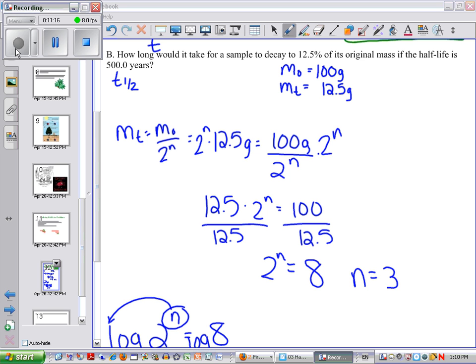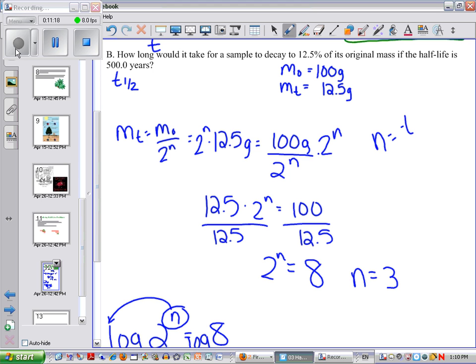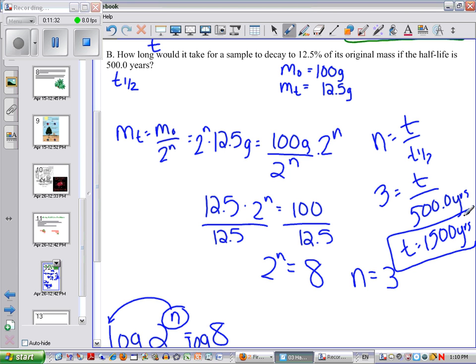Know that n equals 3, so we're going to use the formula n equals t over t 1/2. n is 3. t we don't know. t 1/2 was 500 years. So t equals 1,500 years. So that's how long it would take, if the half-life was 500 years, to decompose to 12.5% of its original amount.